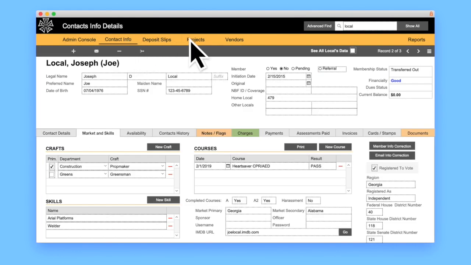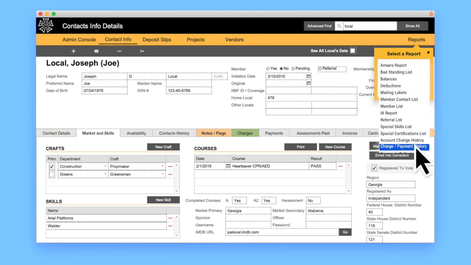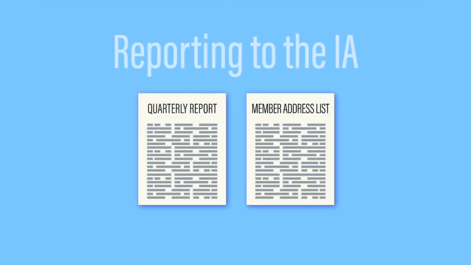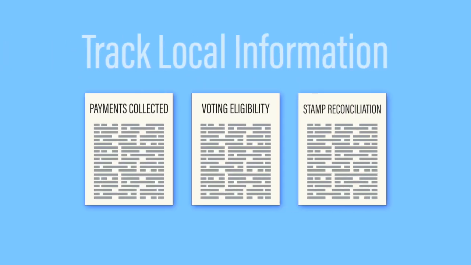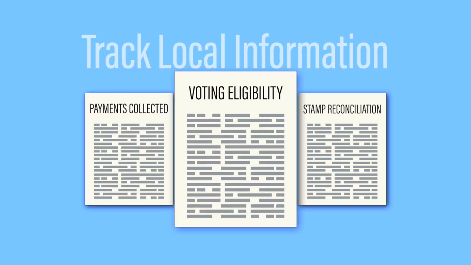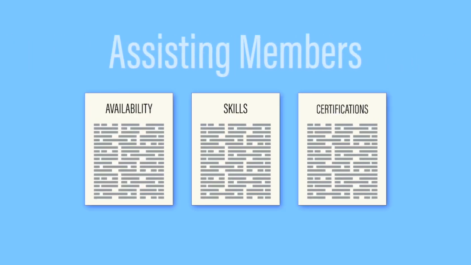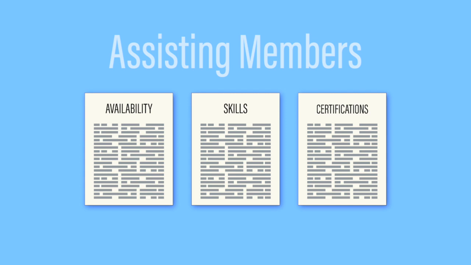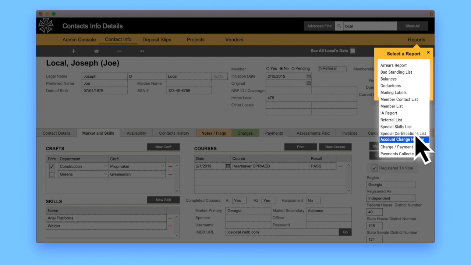Shadow's ability to generate reports is another great feature. There are over 40 different built-in reports available and can be divided into 3 main categories. First, reports to help locals provide data to the IA, such as the quarterly report and member address list. Second, reports to help track local-specific information, such as the Payments Collected Report, the Voting Eligibility Report, and the Stamp Reconciliation Report. And finally, reports that directly assist your membership, like the Availability List, Special Skills and Special Certifications lists, and more. All of these built-in reports are generated via search filters that you control, ensuring that you receive the data you're looking for.